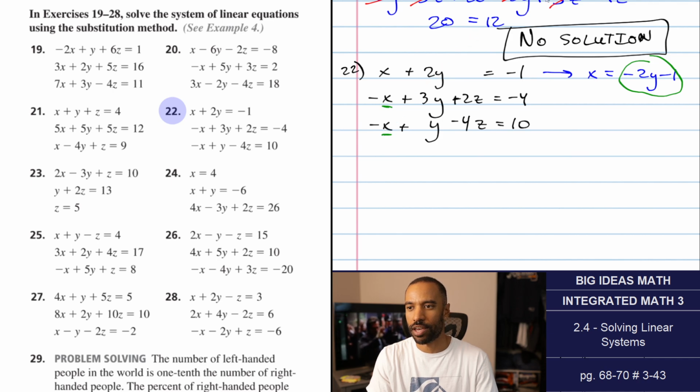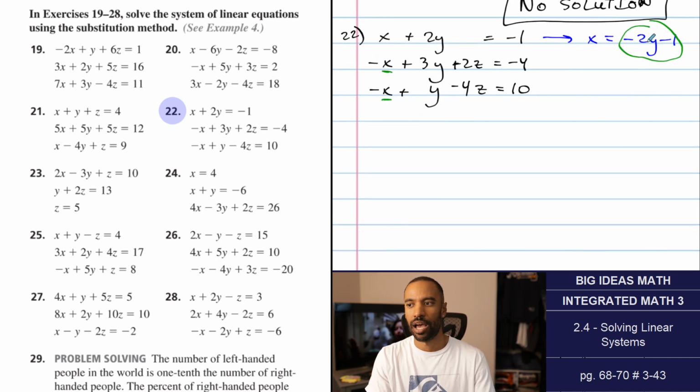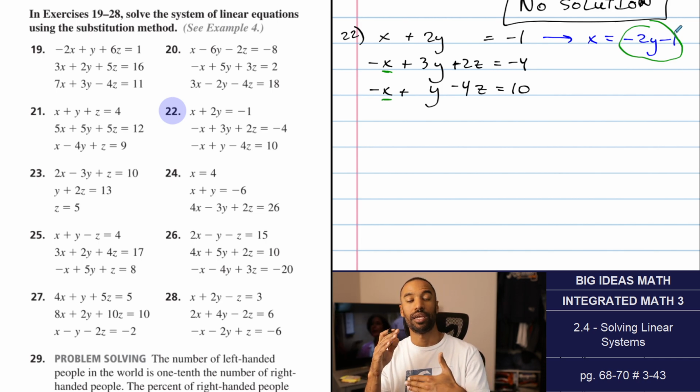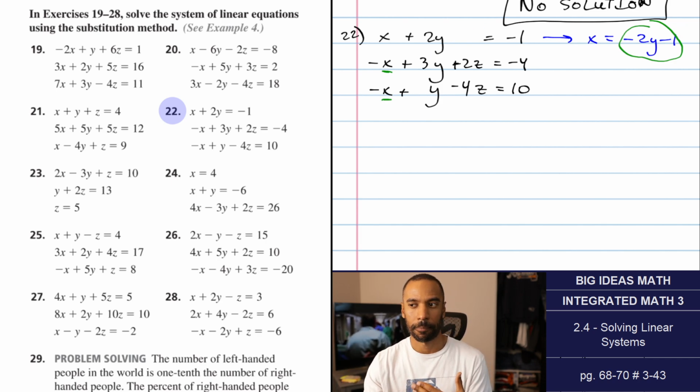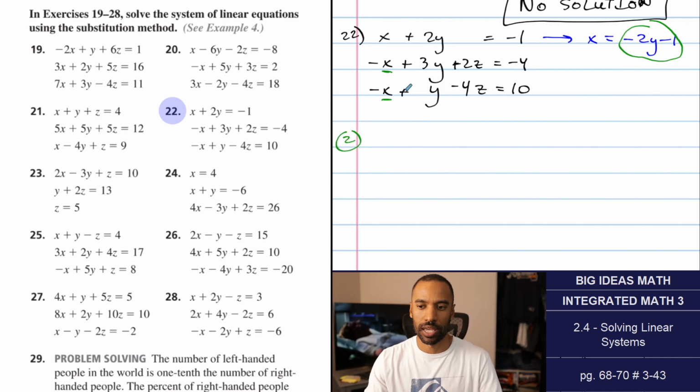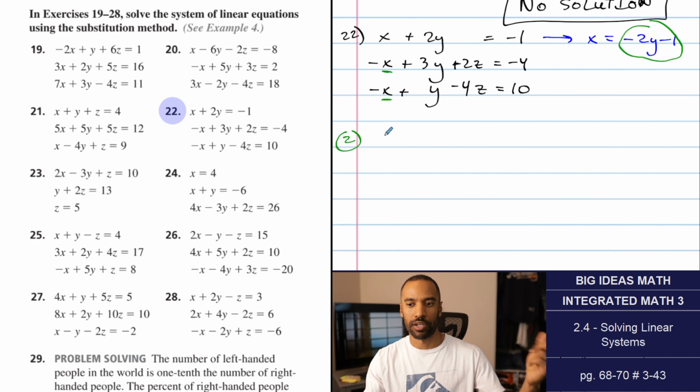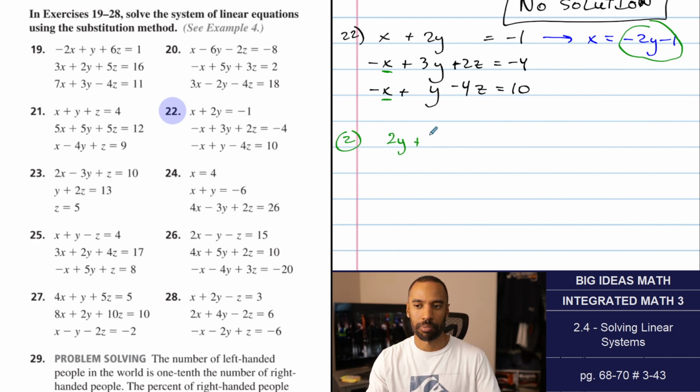And I think I'm going to go without the parentheses. Notice this shows negative x. The opposite of negative 2y minus 1 is 2y plus 1. You follow me on that? When I do that substitution, the opposite of negative 2y minus 1, distribute the negative, I get 2y plus 1.